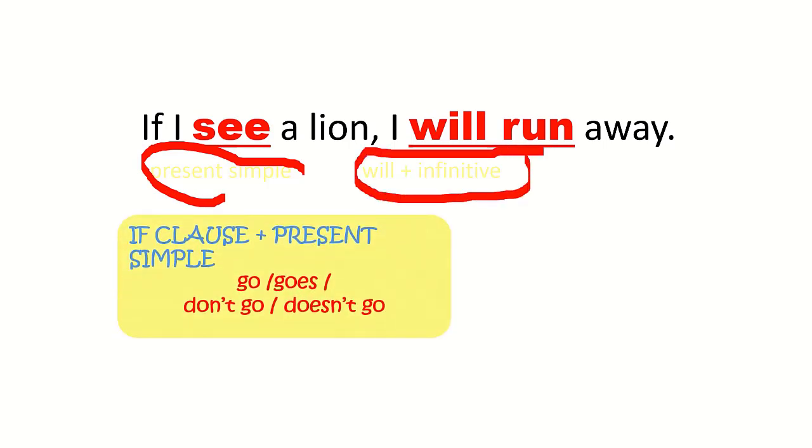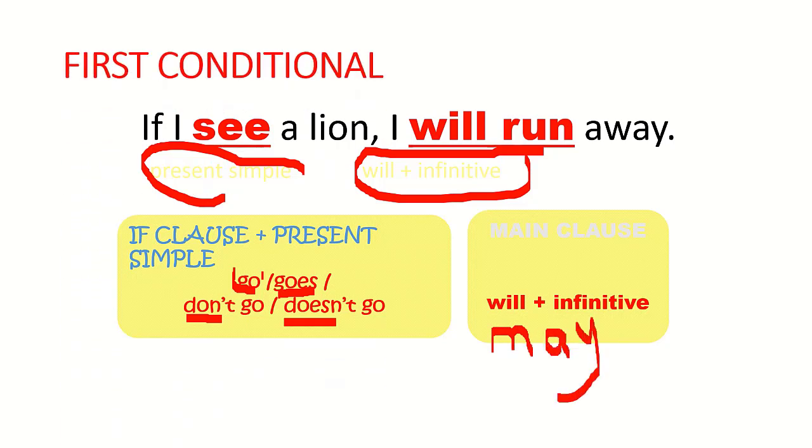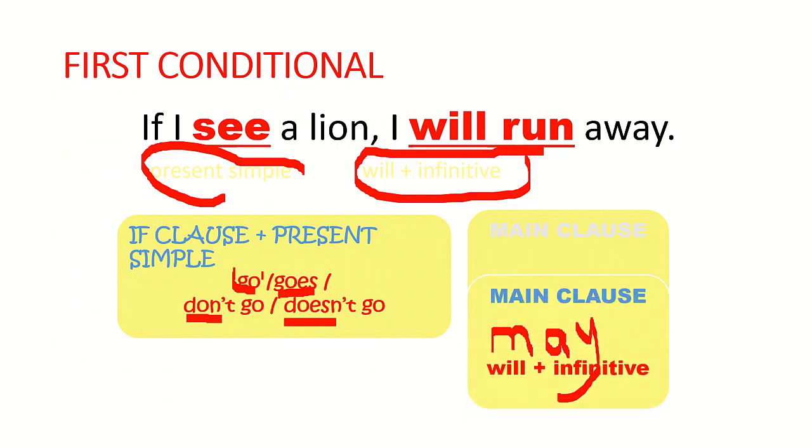When you're talking about the first conditional, in the if clause you must use the present simple, which is the verb stem or infinitive, or the verb plus s, and in the negative form, you use don't or doesn't. You can't use didn't. In the second sentence, which is the main clause, you will use will plus the infinitive, and you can use may as well if you wish. So this is the first conditional. In the first conditional, we talk about possibilities.